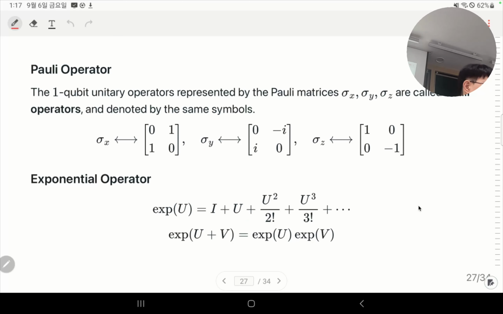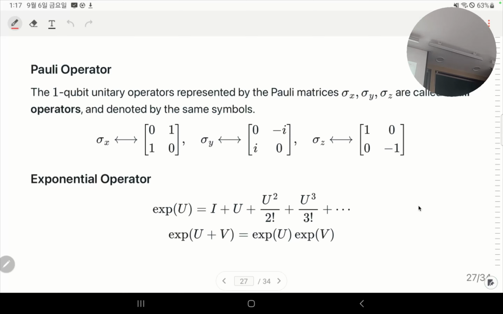Okay, so why are we talking about unitary? There are good reasons why we are dealing with the unitary. When we talk about the quantum circuit, we can only create certain types of gates. And the Pauli operator is one of the most important, main gates that we can create in the quantum circuit.